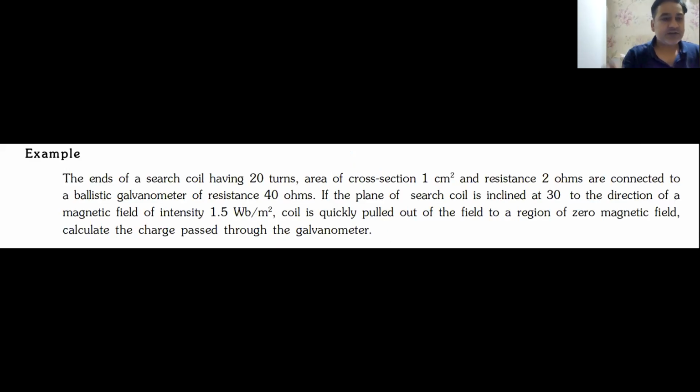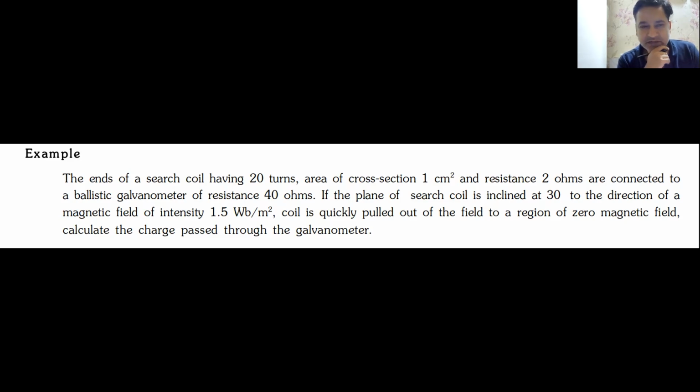And this is the next one that comes. The ends of a search coil having 20 turns, instead of taking turns as 20, you can take turns as n, area of cross section 1 centimeter square, resistance is 2 ohms, are connected to a ballistic galvanometer of resistance 40 ohms. If the plane of the search coil is at an angle of 30 degrees to the direction of magnetic field, whose intensity is given, the coil is quickly pulled out to a region of zero magnetic field. Calculate the charge that passes through the galvanometer.